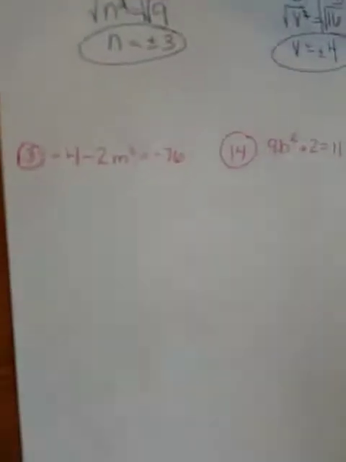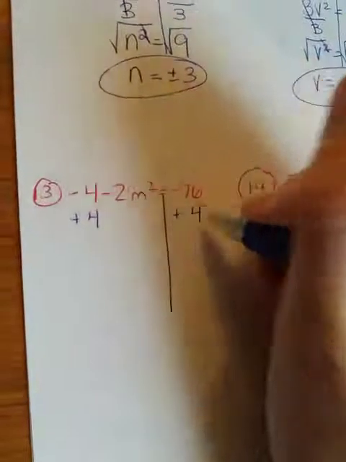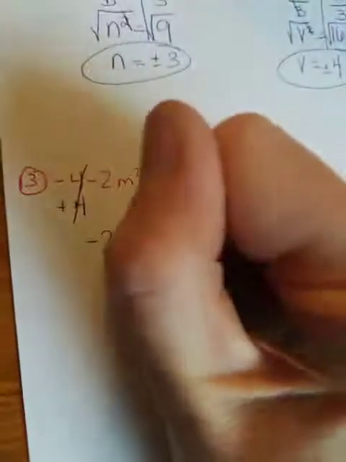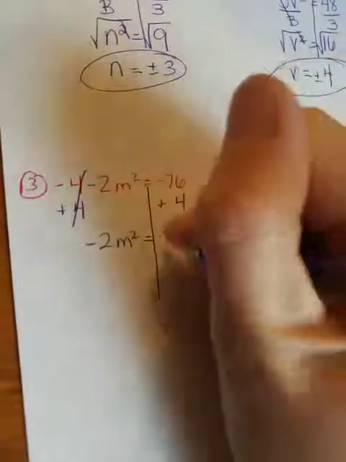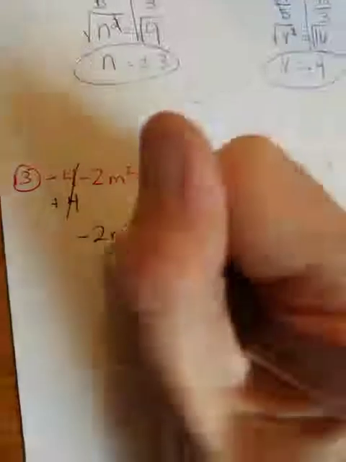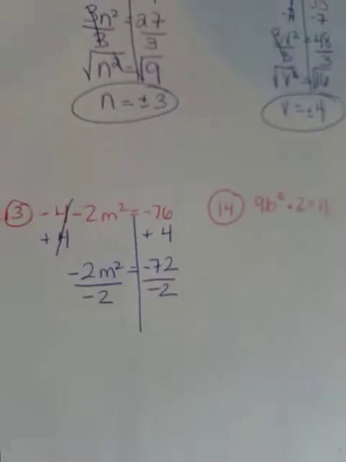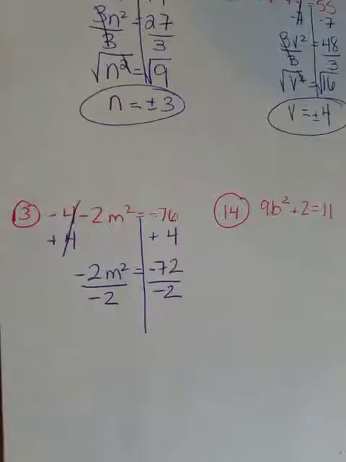Number 13. This one looks a little different, but you still have to get m squared by itself. So you're first going to add 4. So you get negative 2m squared equals negative 76 plus 4 is negative 72. Next, you're going to divide both sides by negative 2. And negative 72 divided by negative 2 is positive 36.